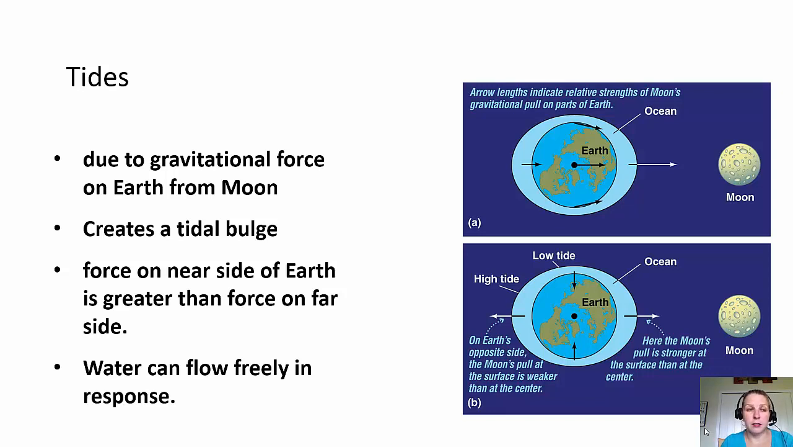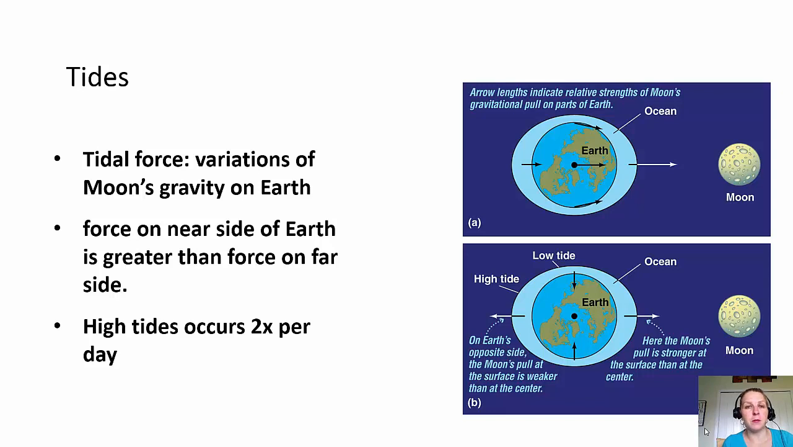This attraction actually causes our tides. It creates a tidal bulge. Okay, and why just the tides? Well, because the moon is not big enough. Its gravitational force is not strong enough to move the rock of the Earth or the Earth itself. So when it pulls on us, the only thing it can actually get is the water to move.